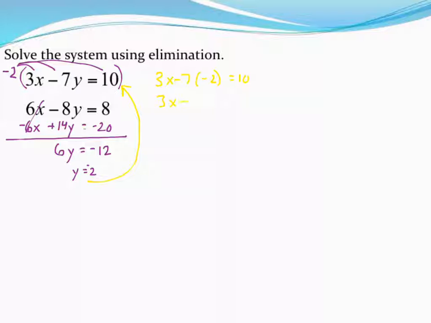So 3x plus 14 would equal 10. I'll subtract 14 from both sides. So I subtract 14 and get -4, and I divide this and it looks like I have a fraction, which, so be it, that can happen. So x must be -4/3. And again, ideally what I want you to do is write that as a coordinate, so x comes first even though we found it second. So in parentheses I've got -4/3, comma -2 as the solution to this system.